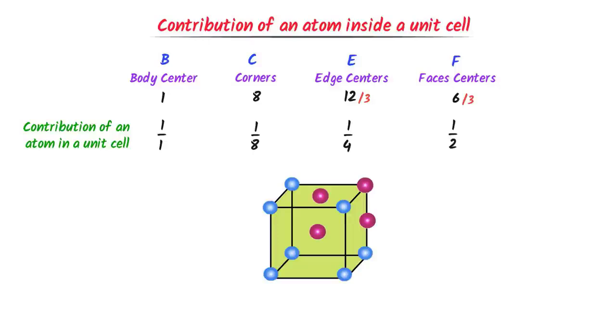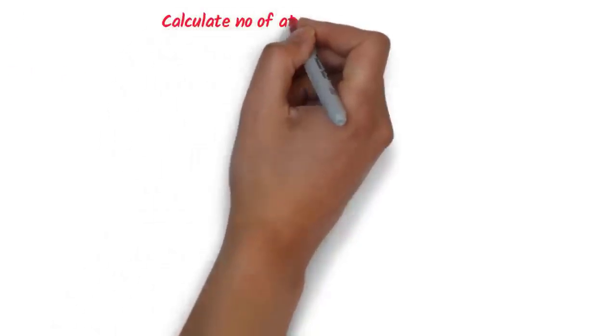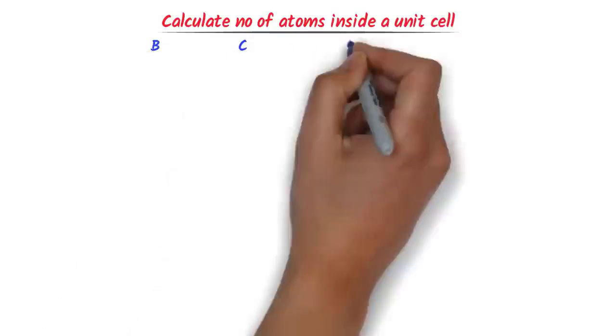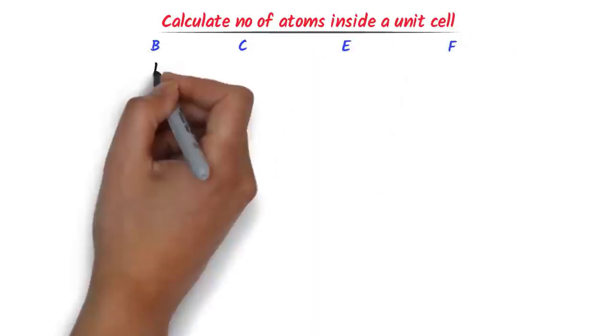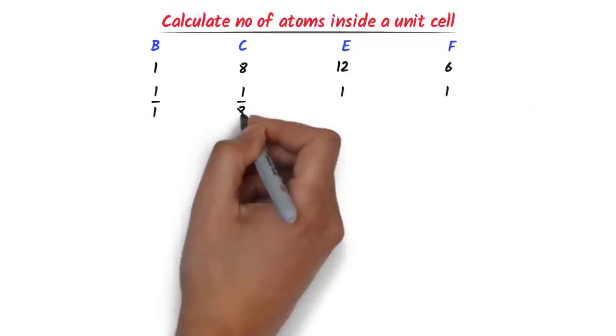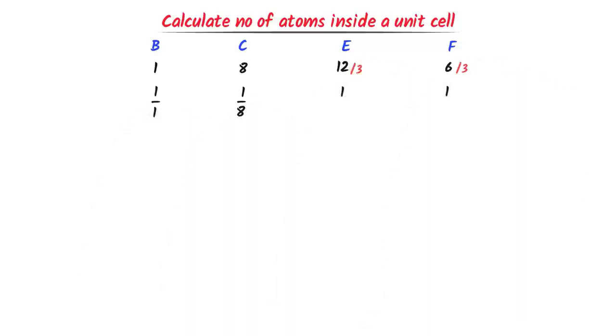Now I will show you the power of this trick. For example, calculate the number of atoms present in a unit cell. Well, I write BCEF. I write 18. I decrease it by 6 successively. I write 12 and 6. I write 1, 1, 1. I write 1, 8. I divide 12 and 6 by 3. I get 4 and 2.